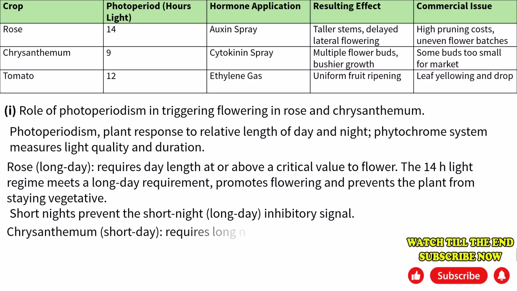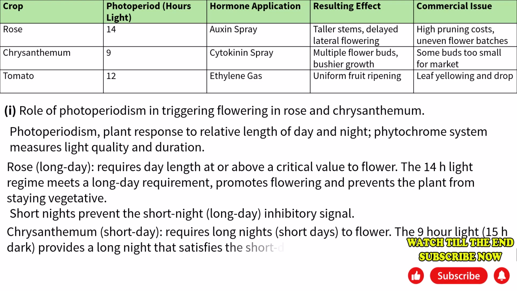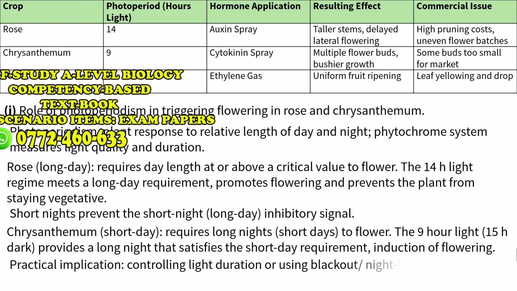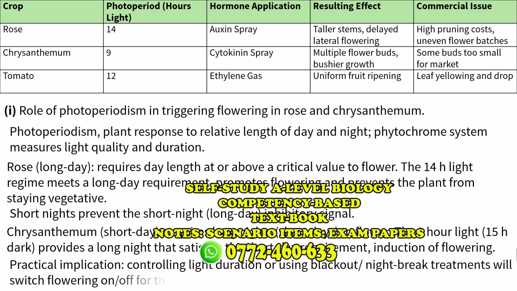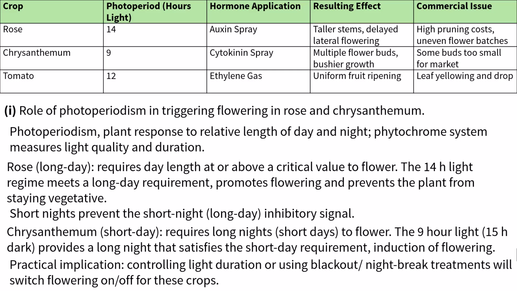Chrysanthemum, a short-day plant, requires long nights, short days, to flower. The 9 hours light, 15 hours dark, provides a long night that satisfies the short-day requirement, inducing flowering. Practical implication: controlling light duration or using blackout and night-break treatments will switch flowering on and off for these crops.